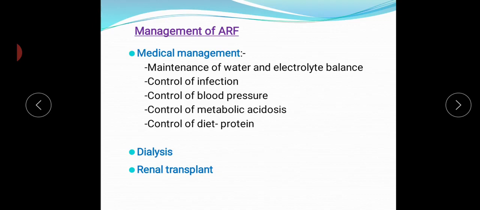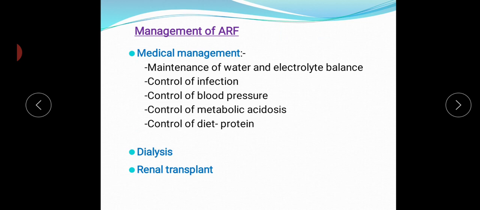Then, just briefly about the management, how you can treat this type of patient. The first and foremost treatment is symptomatic, depending on the symptoms. One is to maintain the water and electrolyte balance within the body. If there is an infection, then you have to control that infection by giving antibiotics or anything else. Then blood pressure: if there is hypertension, control the blood pressure. Then renal failure may lead to severe metabolic acidosis, and accordingly you have to treat.